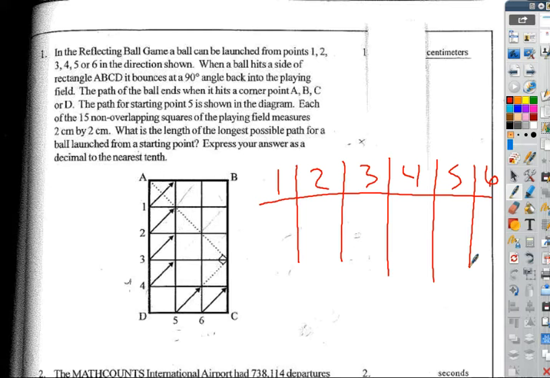Okay, so we'll start at 1, and you want to find all the diagonals, because every time it hits a corner, it goes 90 degrees. So for this one, we go over 1, 2, 3, 4, 5, 6. So for number 1, it'd be 6. And for number 2, you go.